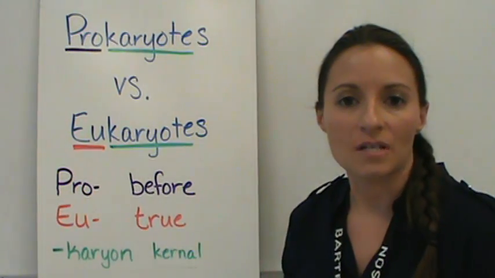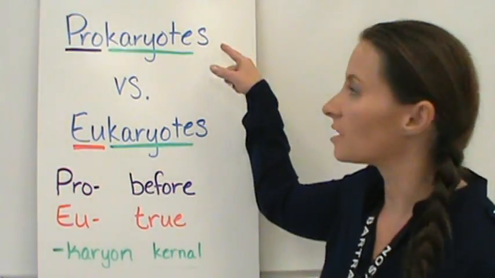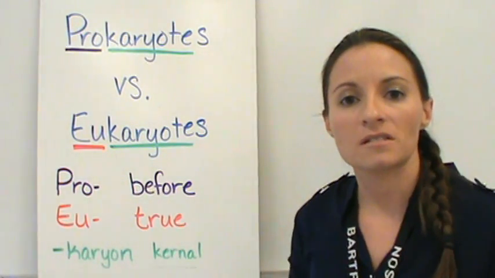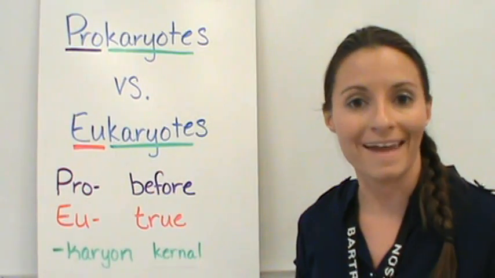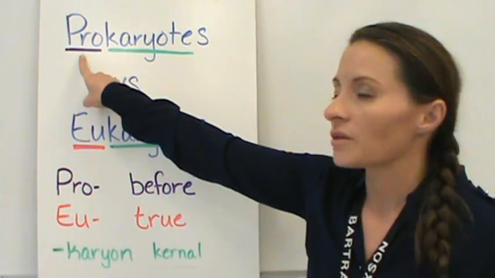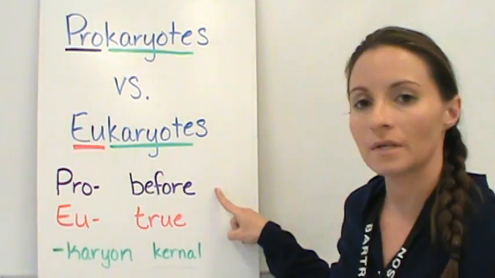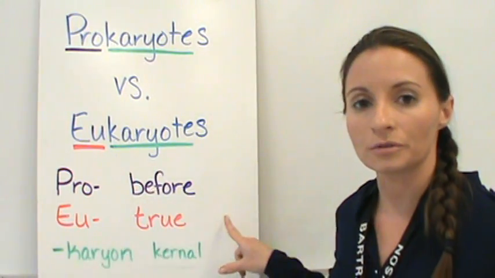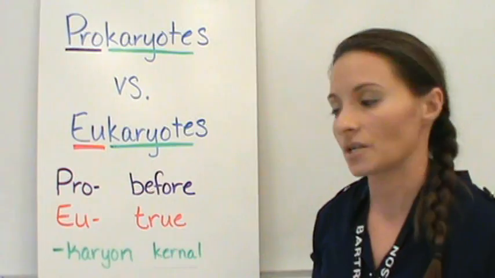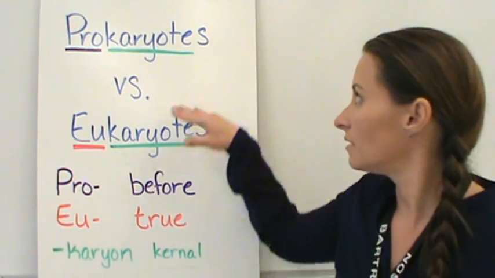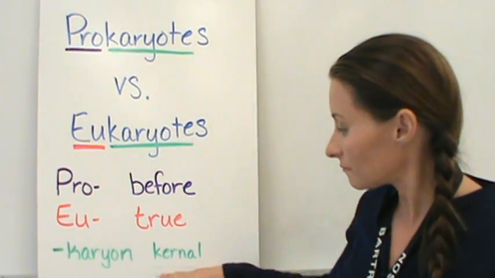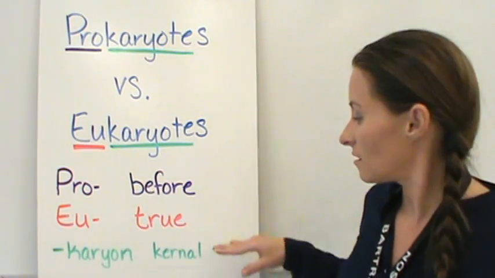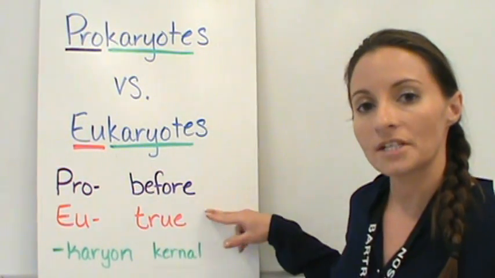Welcome to today's lesson where we're going to discuss the differences between prokaryotes and eukaryotes. So to begin with, I want to talk about prefixes and suffixes. The prefix pro means before, and the prefix eu means true. If we put that together with the suffix karyon for karyotes, which means kernel, we get before a kernel or a true kernel.